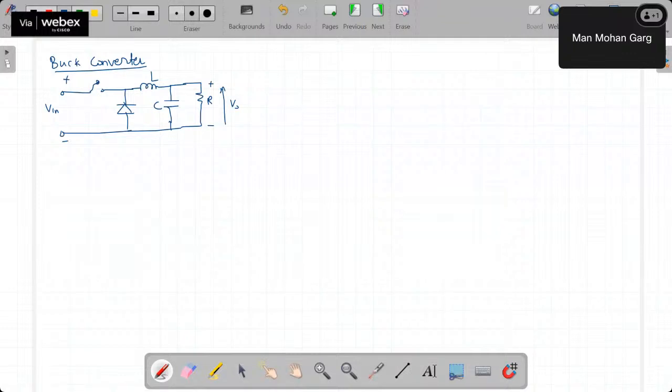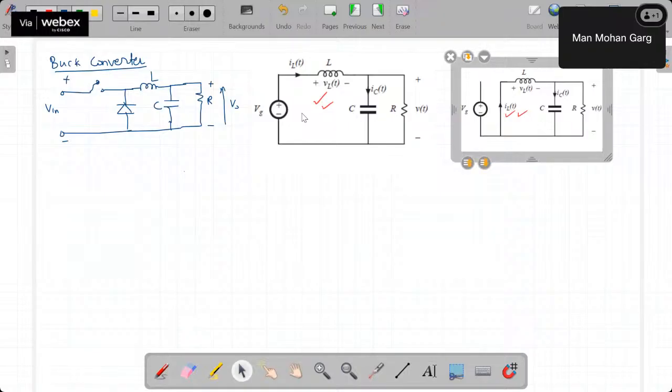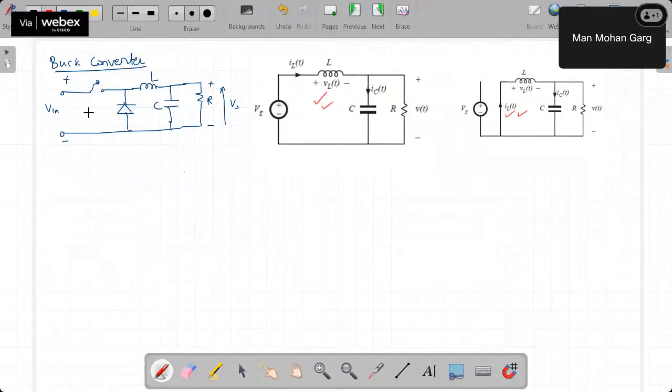So if I take these ready-made figures, you will be able to follow. Okay, so let us take this is VG, it will be easier. So we first consider the inductor current direction, and accordingly the inductor voltage. Then we consider the capacitor current direction and capacitor voltage accordingly, and the load voltage and load current directions as well.